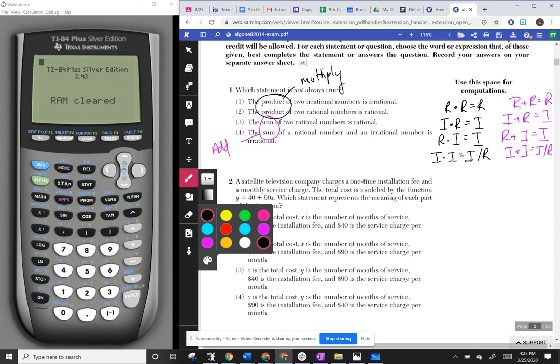So now we can look to see: the product of two irrational numbers is irrational. Not quite, because sometimes it's rational. The product of two rational numbers is rational. Well, we have that here, so that looks good. Let's just look at the other ones and make sure.